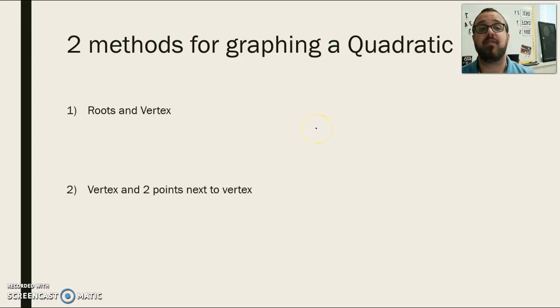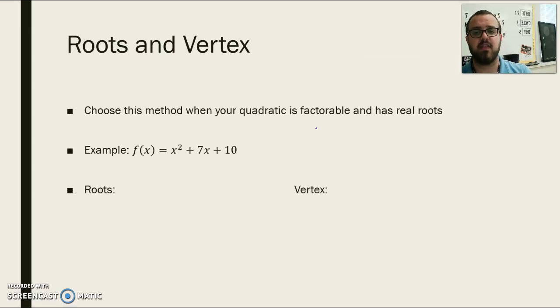There's going to be two methods we're going to look at today. The first one is called the roots and the vertex method. Basically, if your quadratic has real roots, that's what you need to do. You have to call out to somebody, here's where the roots are, here's where the vertex is, okay? If it does not have real roots, if it's not factorable in that way, what you're then going to look for is a vertex and then the 2 points that are near the vertex, which we'll talk about in a second how to find those, okay?